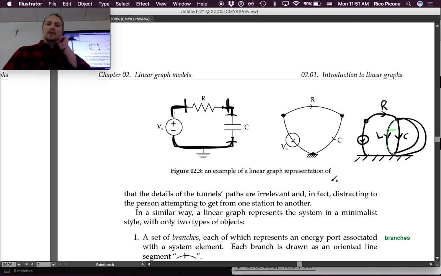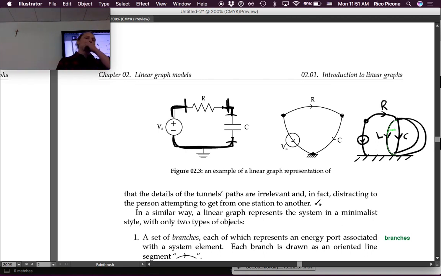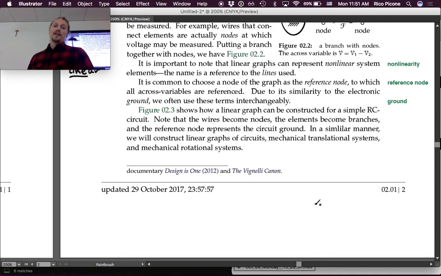So that's what we're going to do. I mean, it's easiest for circuits. It's really similar for circuits, but for other systems, it's a little less intuitive. But we're going to get some practice with that. All right, that's all I have for you today.